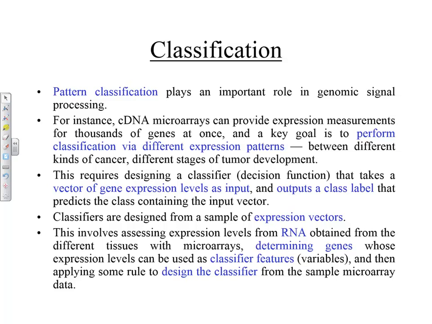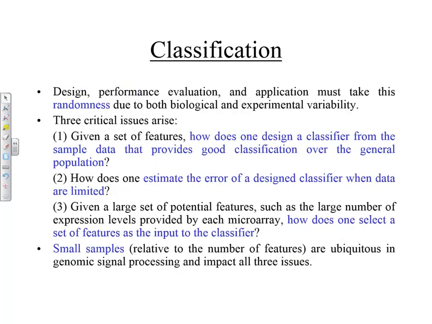So you need to be able to get some measure of the goodness of the classifier, right? How good is the classifier? How many mistakes is it making? Things like that you have to be able to quantify. Classification theory falls in traditional pattern recognition, and it is only adapted for the purposes of this course, or for the genomic signal processing area, because here you have the constraint of sample size, and then feature selection is a big issue. So design, performance evaluation, and application must take into account this randomness due to both biological and experimental variability.